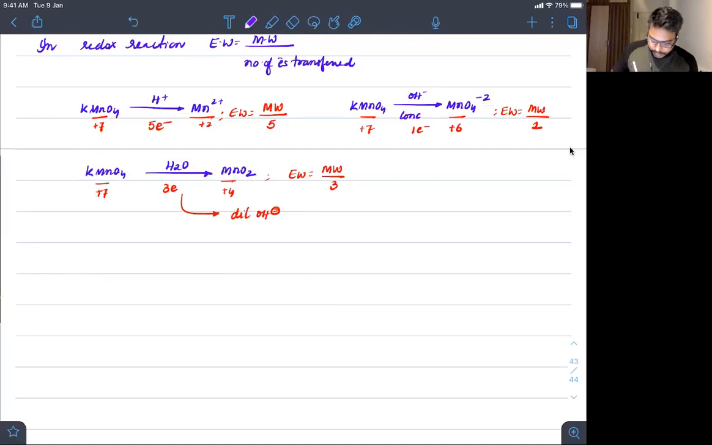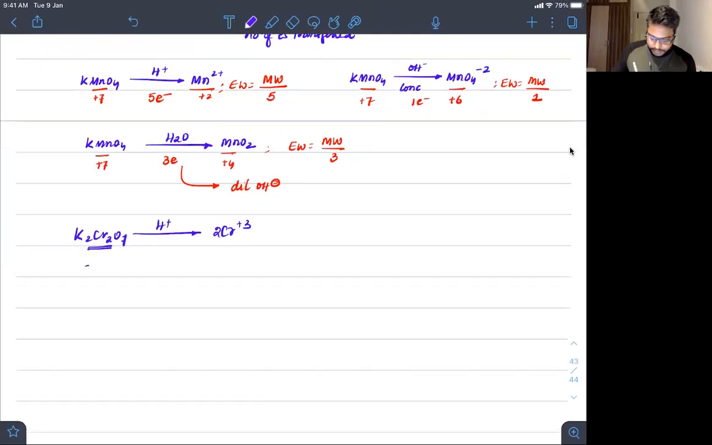Similarly, if you take K2Cr2O7, K2Cr2O7 in acidic medium will always convert to 2Cr plus 3. Now for 2 chromiums, it is plus 12. For 2 chromiums, here it is +6. So number of electrons transferred are 6. So we can say equivalent weight of K2Cr2O7 is molecular weight by 6.